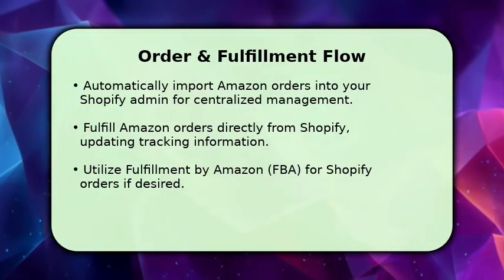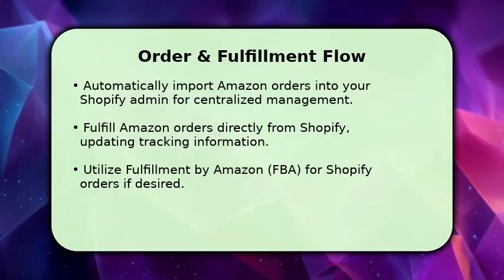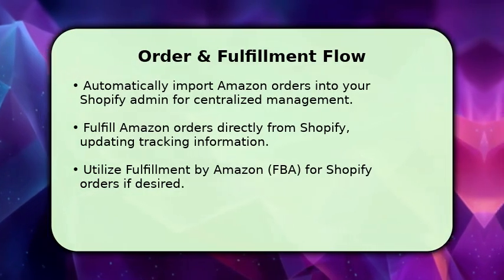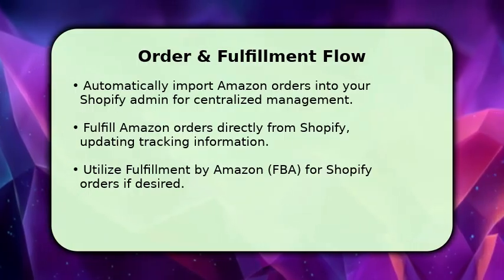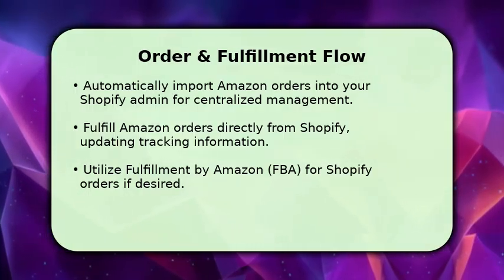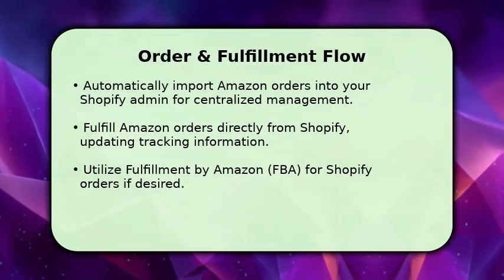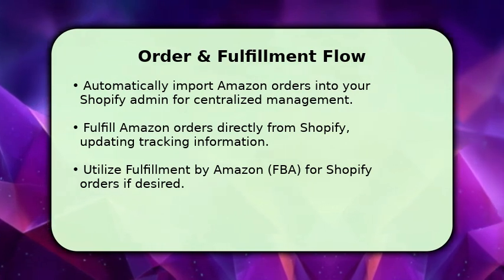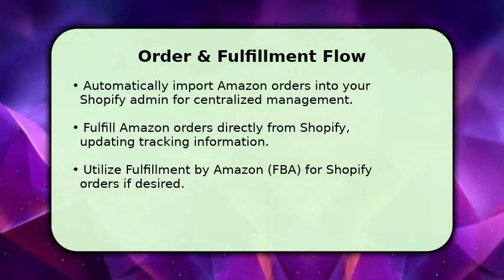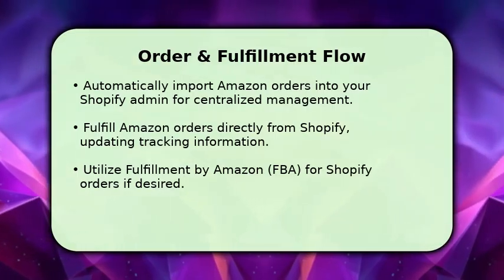Managing orders becomes much simpler with an integrated system. All orders placed on Amazon will automatically import into your Shopify admin, allowing for centralized processing. You can then fulfill these orders directly from Shopify, and the tracking information will be updated back on Amazon. For even greater efficiency, you can choose to use Fulfillment by Amazon, or FBA, to handle the shipping for your Shopify orders as well, streamlining your entire fulfillment process.